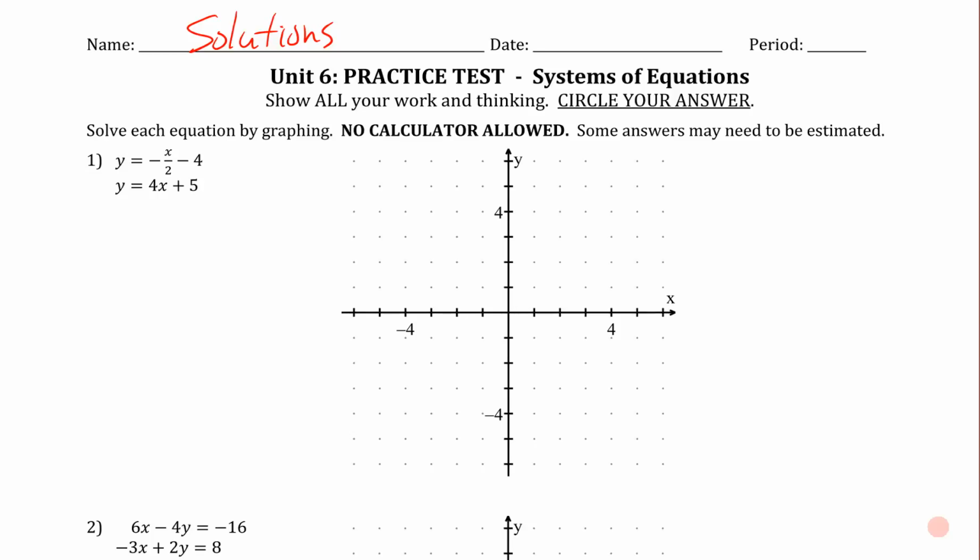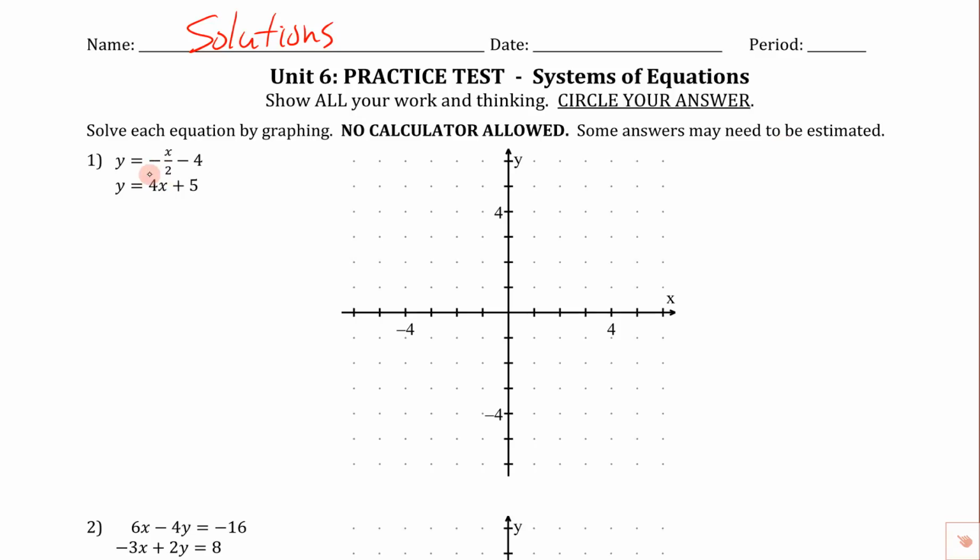We're ready for the test on Unit 6. So let's solve these systems. The instructions say solve these by graphing, and you'll notice that on this page in particular it says no calculator allowed. So we do need to make sure that we do this completely by hand. There may be somewhere we need to estimate, but let's go ahead and do this problem.